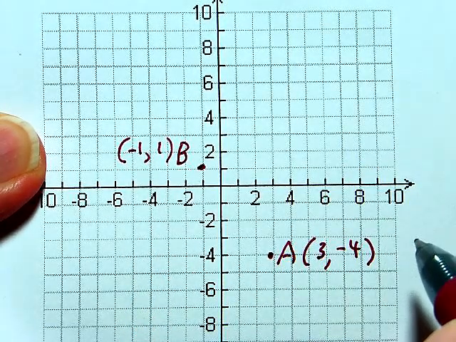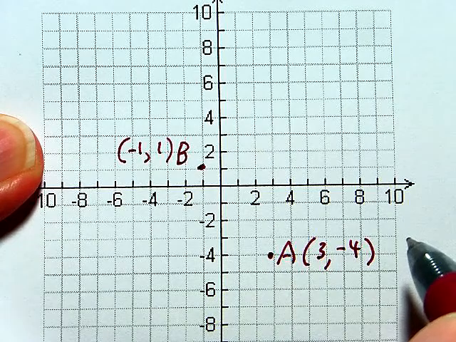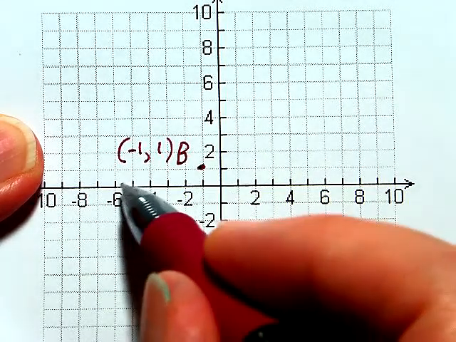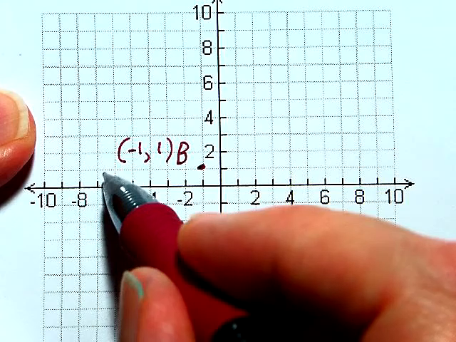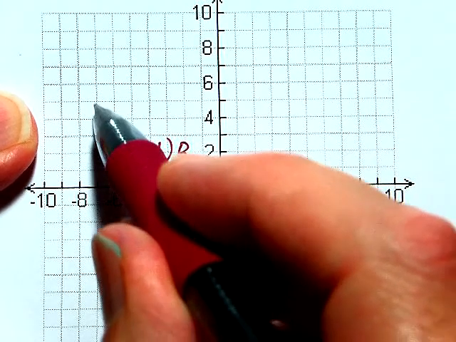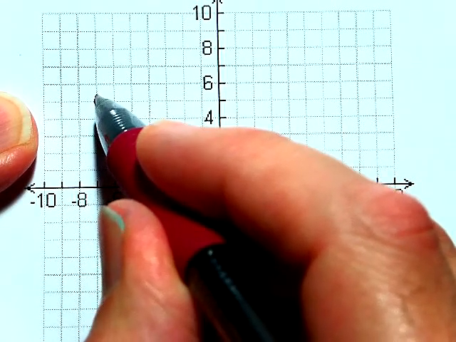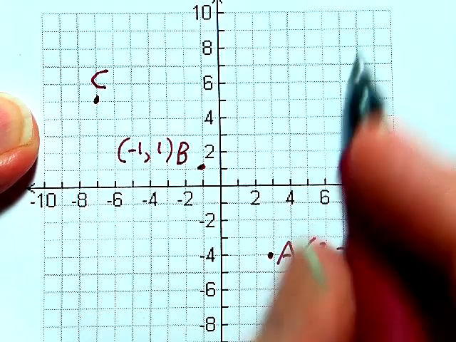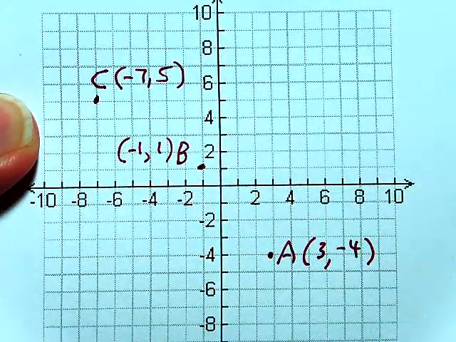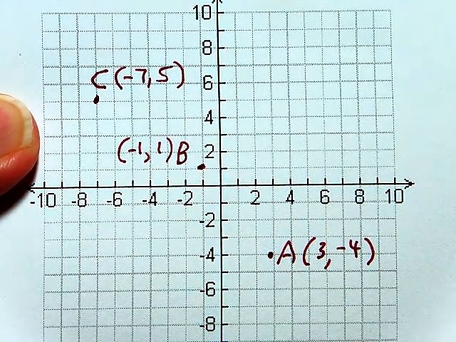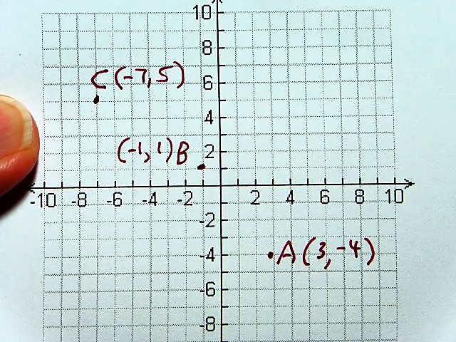And then point C is (-7, 5). So we've got to go to -7 on the x-axis, and then we've got to go up 5 on the y. 1, 2, 3, 4, 5. Okay, so we've got C over there, and it is (-7, 5). So we've drawn out our 3 points of a triangle.